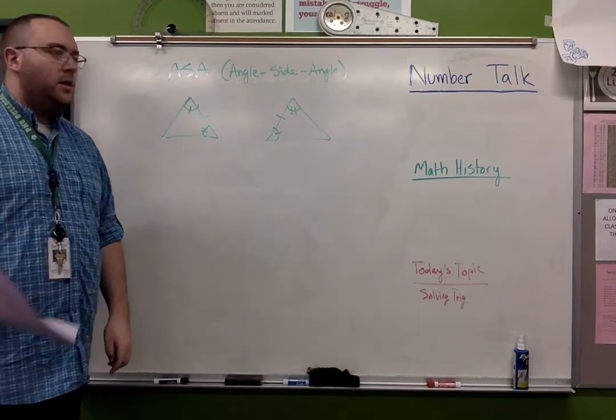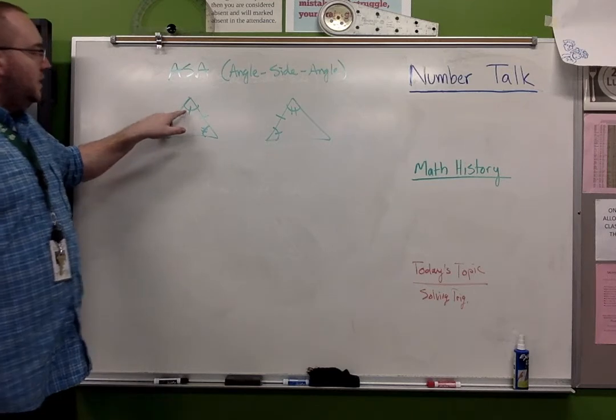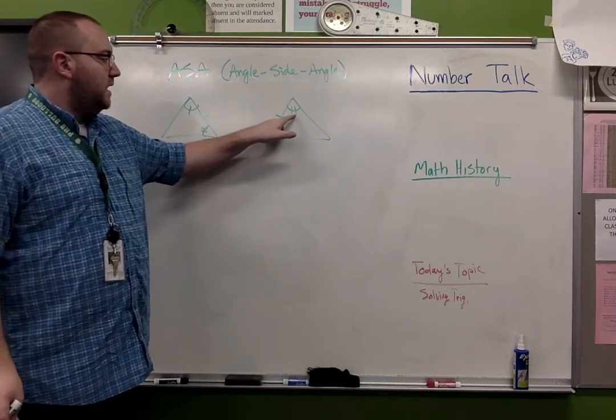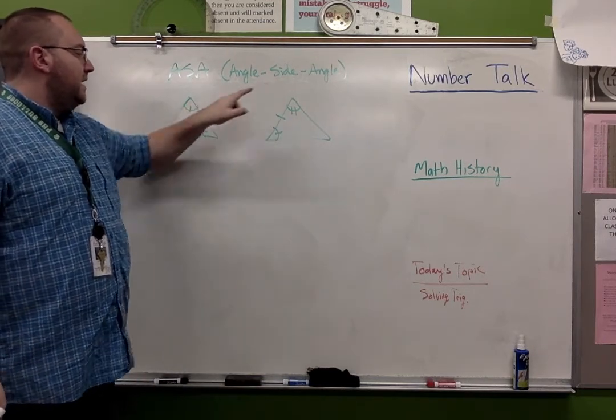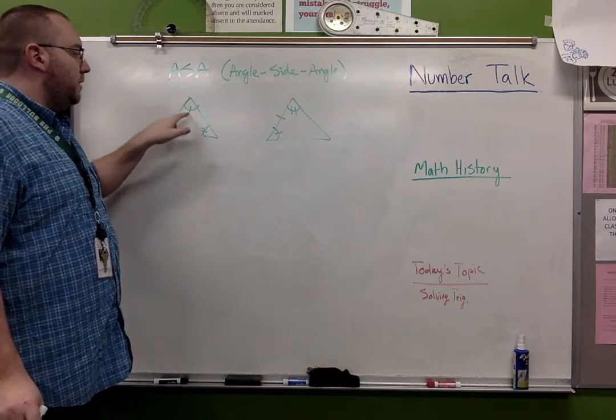And it has to be in that order. It has to be an angle, a side, and then an angle. So the side has to be situated in between both the congruent angles.